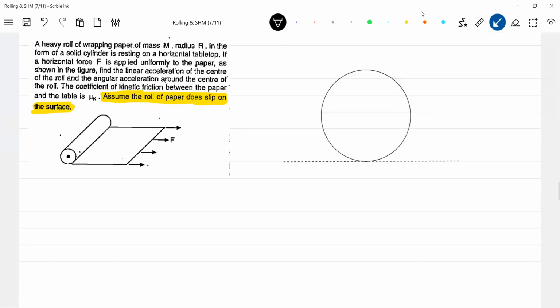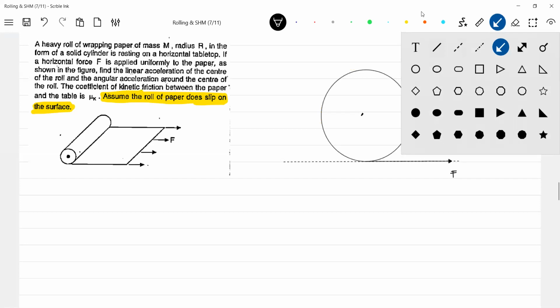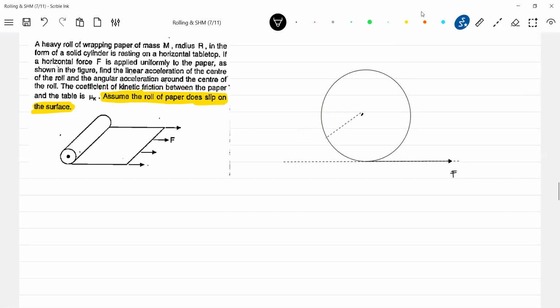At the bottom of this one, this was that force F that is being applied. Radius of the cylinder. The direction of friction should be like this. So center of mass will accelerate, and it will have angular acceleration alpha c.